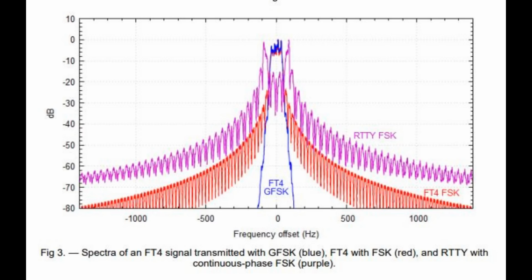Now FT4 uses GFSK modulation, much less bandwidth as compared to RTTY. Obviously, the same as in other WSJT-X modes, there's either an all decode or no decode, it's all or nothing. So that hasn't changed either.